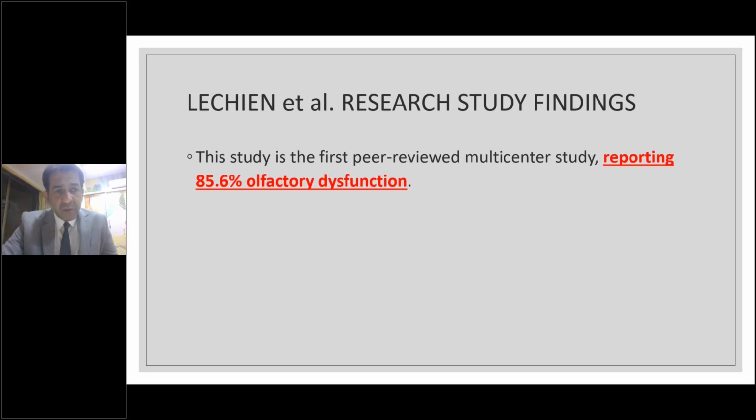This finding was also confirmed by another research study by Lycan, and it was a peer-reviewed multi-center study. They also reported in 85.6% of their patients that there was some olfactory dysfunction in proven COVID-19 patients.